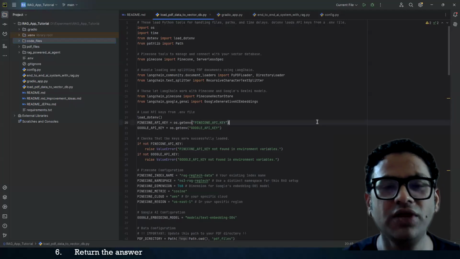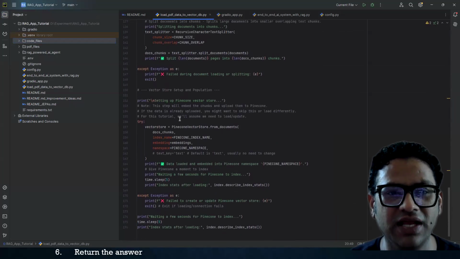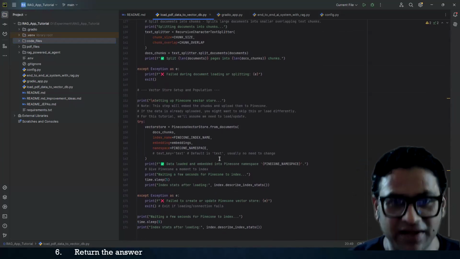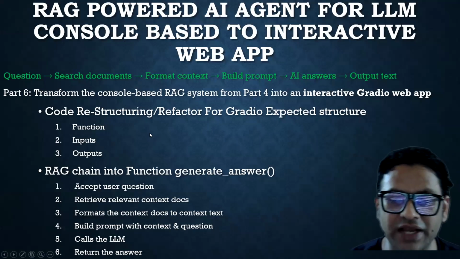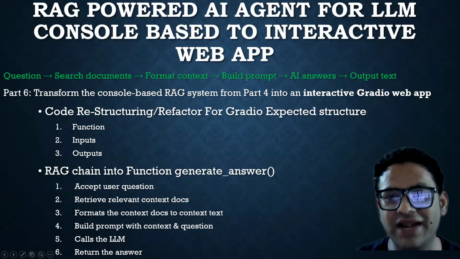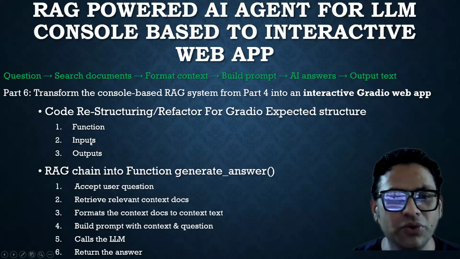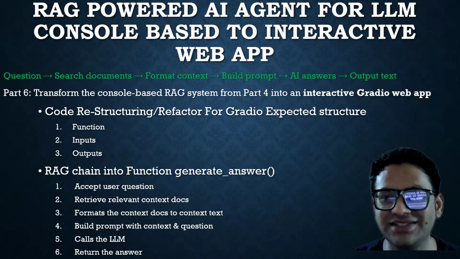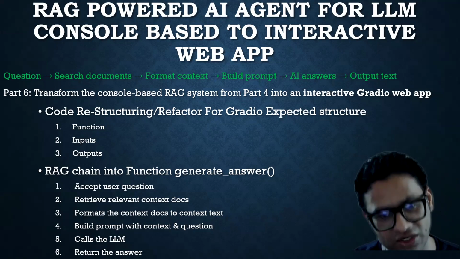Okay, so this is the code which we have written in part 4, where we can ask a question and we were able to get the answer. But in Gradio, as I explained in part 5, Gradio is dependent upon 3 attributes: function, inputs, and outputs. Input is the number of parameters which we need to pass to the function, and output is directly related to how many values are being returned from the function, right?